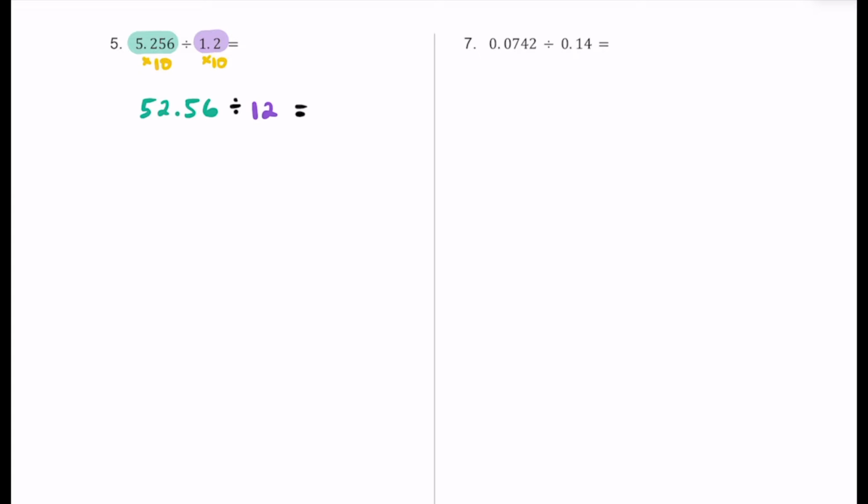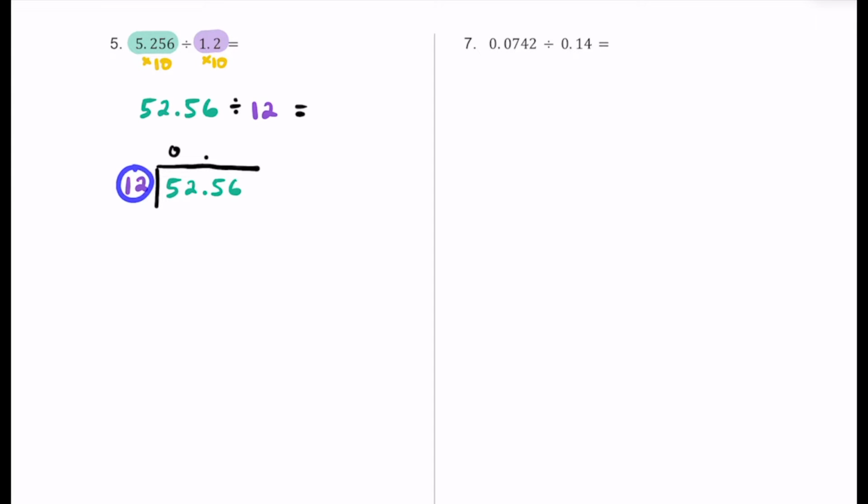Okay, so let's go ahead and get started. We can take this 52 and 56 hundredths, go ahead and put it inside our division problem, or division house, and then 12 is going to go on the outside. So we need to know our 12 times tables here. All right, so how many times does 12 fit into 5? Well, it fits in 0 times. We're going to put a 0 up top here.